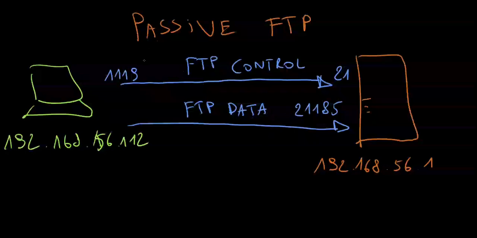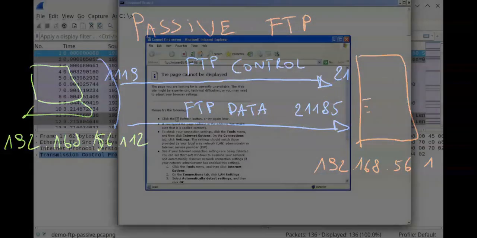You see the difference between the active and the passive FTP is that the client always initiates the connections going outside, which is easier for firewall rules. That's passive FTP. So port 20 is not used.